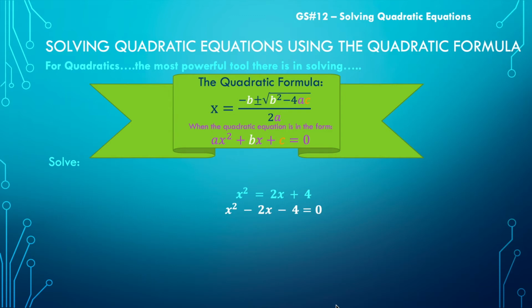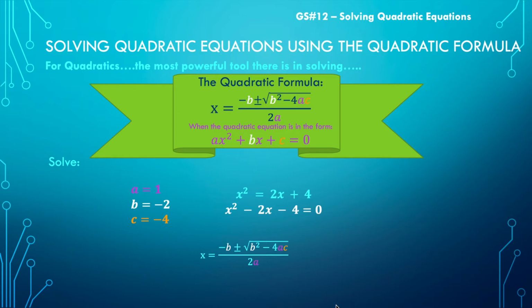And now what we will want to do is identify what are a, b, and c. A is the coefficient to the x squared, b is the coefficient to the x, and c is our constant. So in this case, a is equal to 1, b is equal to negative 2, and c is equal to negative 4. Now what we're going to do next, we are going to take that quadratic formula and substitute everything into its proper place. At this point, don't take shortcuts, just substitute in.